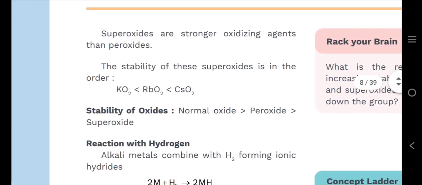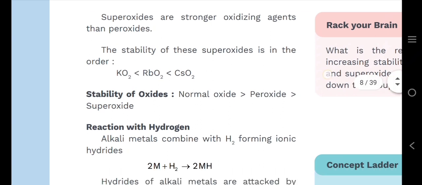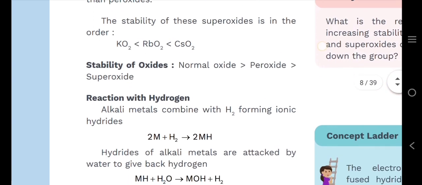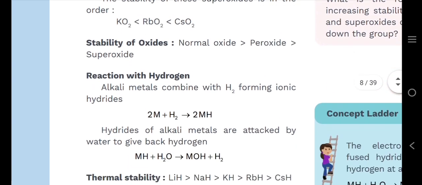Superoxides are stronger oxidizing agents than peroxides. The stability of these superoxides is in the order: cesium superoxide, that is CsO2, is more stable than RbO2, which is more stable than KO2. Stability of oxides: normal oxides are more stable than peroxides, and peroxides are more stable than superoxides.